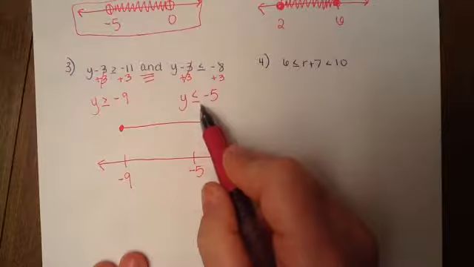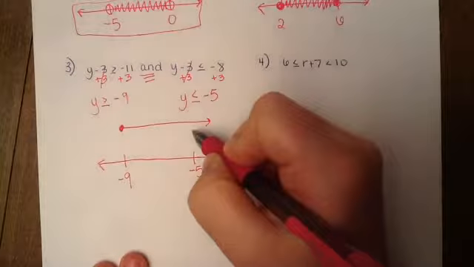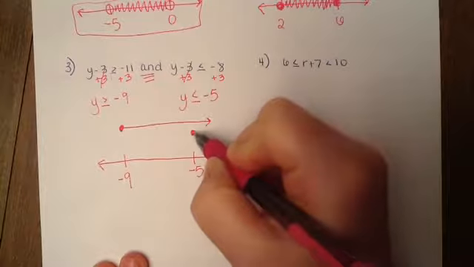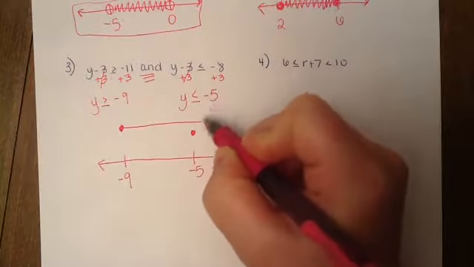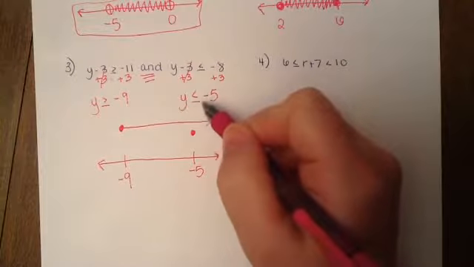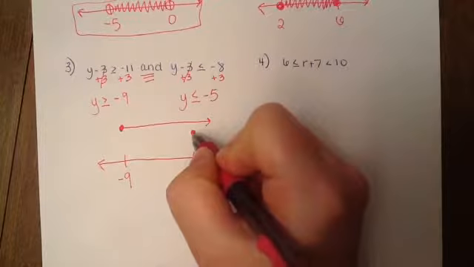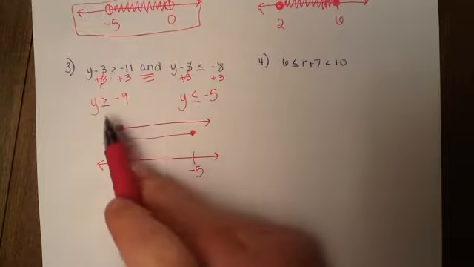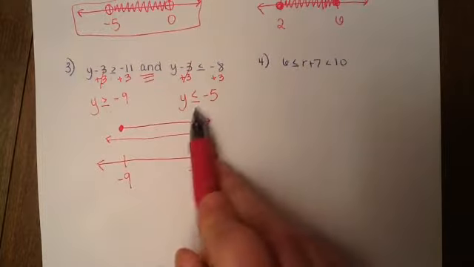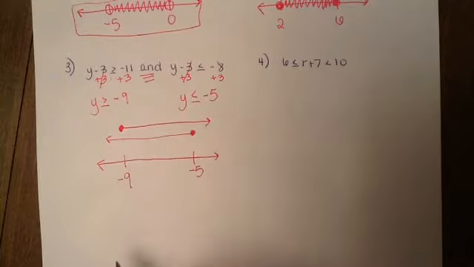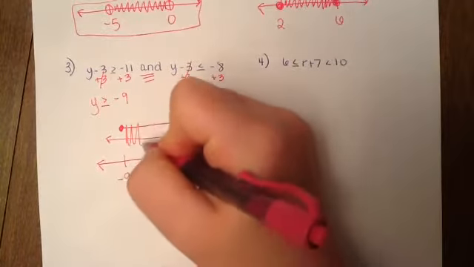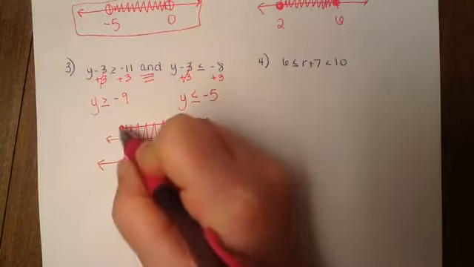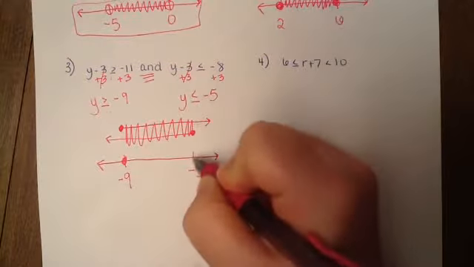And y is less than or equal to negative 5. So above negative 5, which type of circle? Closed. Why a closed circle? It's an equal sign. Negative 5 is included. Now it's y is less than or equal to, so which way? To the left. It is this and that. So where are both of those located? In between. Bring down my closed. Bring down my closed.